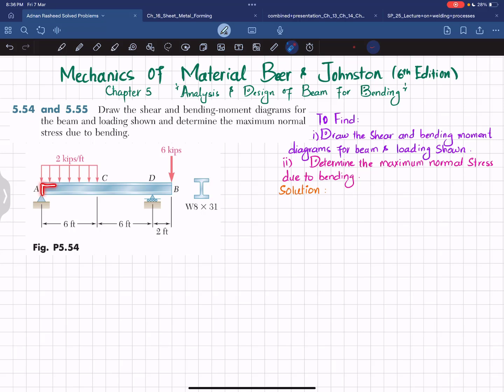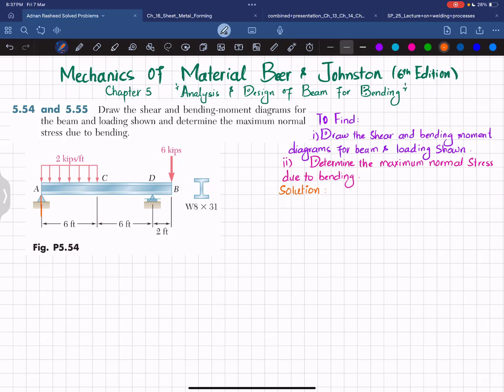So you can see this is overhanging beam AB having uniformly distributed load from A to C, and its magnitude is 2 kips per feet, and at point B we have a point load of 6 kips, and this is wide flange beam which is W8 into 31. The total length of the beam is 14 feet, so you have to determine the shear force and bending moment diagram. So let's start with the solution.